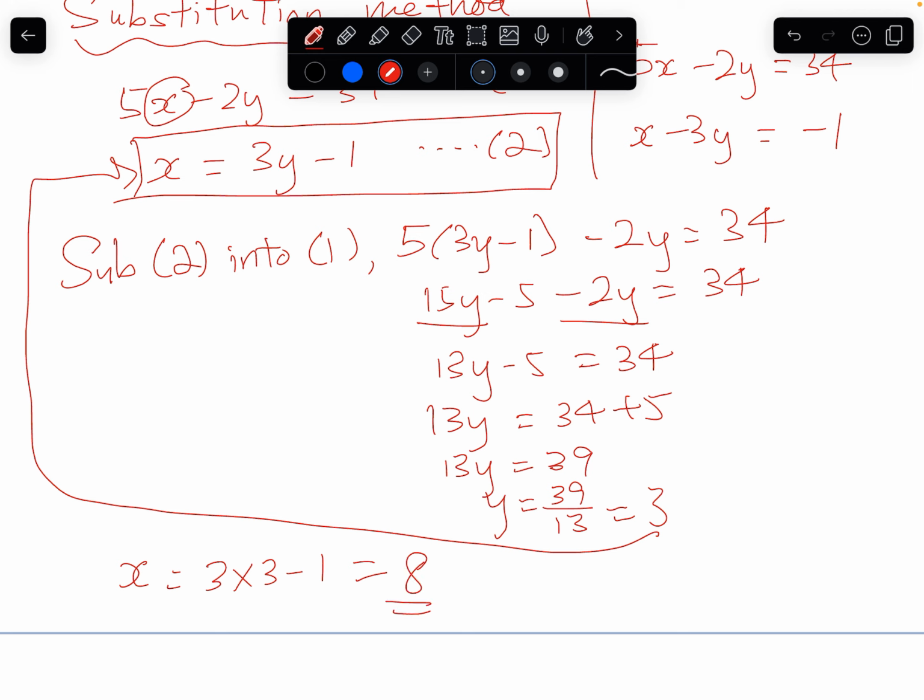So essentially, what substitution is all about is if you could make a variable the subject of the formula, or in terms of the other variable, sometimes substitution might end up being easier because it eliminates one of the variables just by the fact that one of the variables has been written in the form of another variable, if that kind of makes sense.